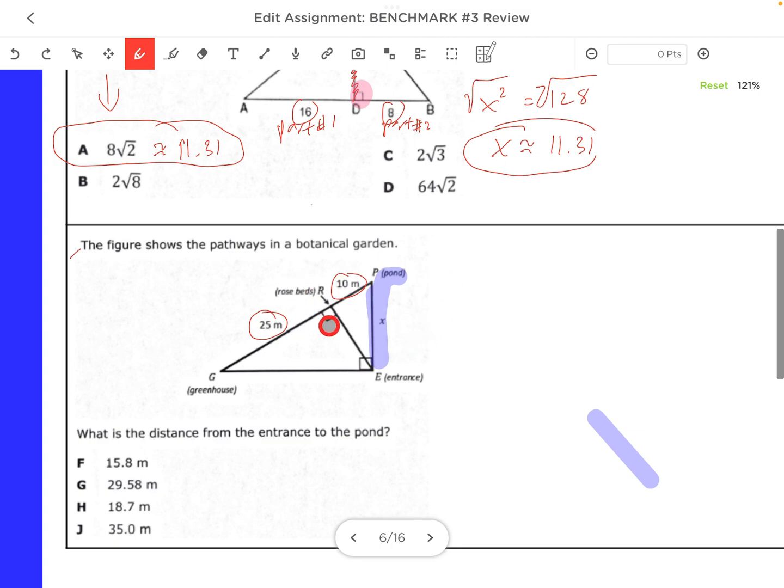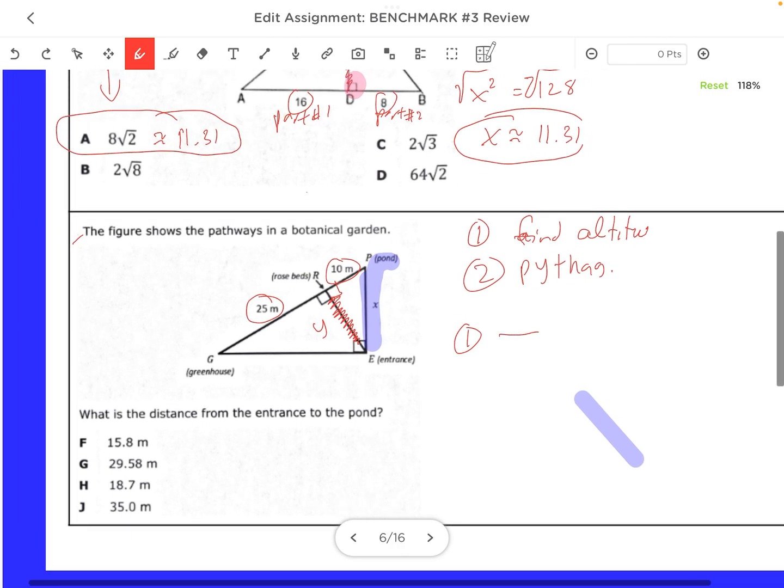Well, let's think of problem solving. We can find the altitude. If I can find this, and say I label that y, then if this is a right angle, I'll have two sides of a right triangle. I can use the Pythagorean theorem to find that third side. All right, so let's do step number 1. Okay, so let's set that up.